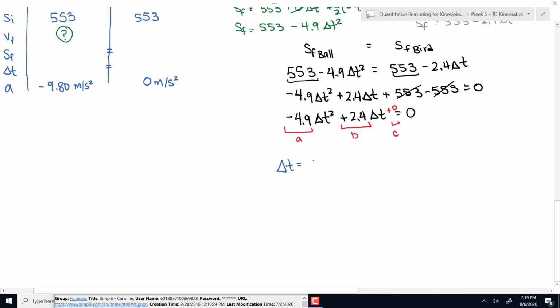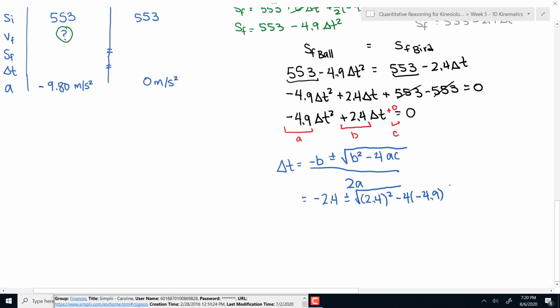Delta T is equal to negative b plus or minus the square root of b squared minus 4ac all over 2a. So negative b, my b is 2.4, so I have negative 2.4 plus or minus the square root of 2.4 squared minus 4. A is negative 4.9. C is 0, all over 2 times A, which is negative 4.9.